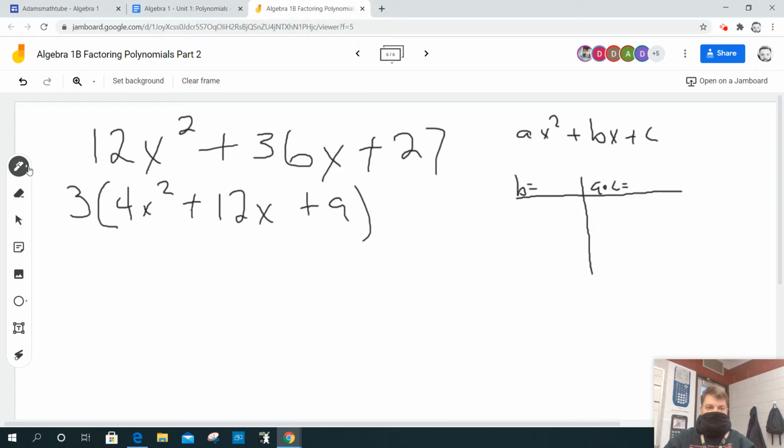So let's double check, because this is the first problem I'm doing for this class today. So 3 times 4 does equal 12. 3 times 12 does equal 36, and then 3 times 9 does equal 27. So yeah, I think that's right. So now I'm going to come in here and find A. A is equal to 4. B is equal to 12. And then C is equal to 9.